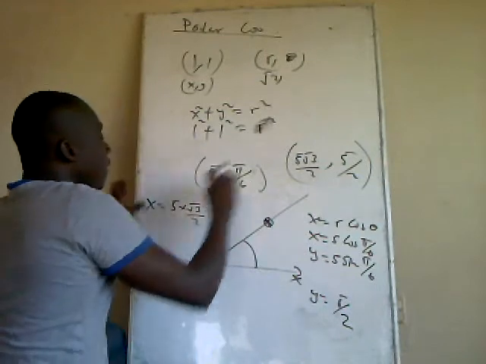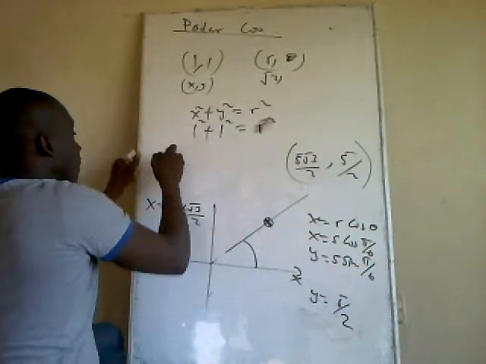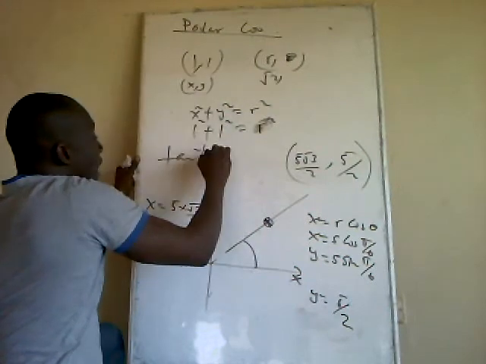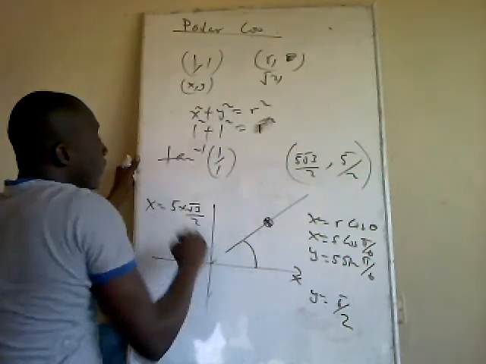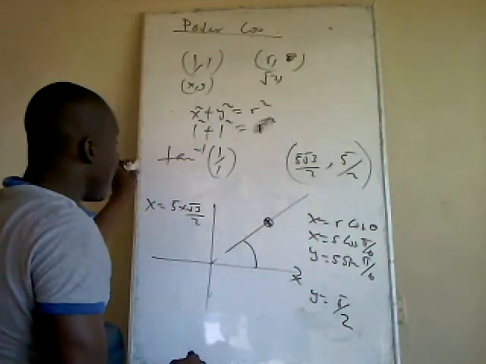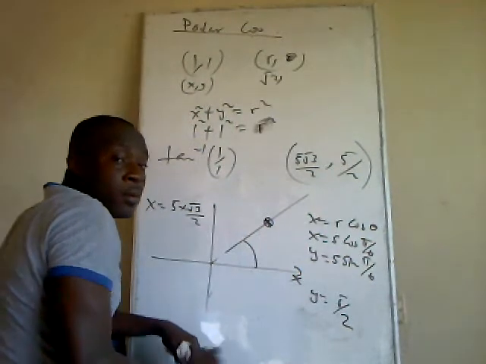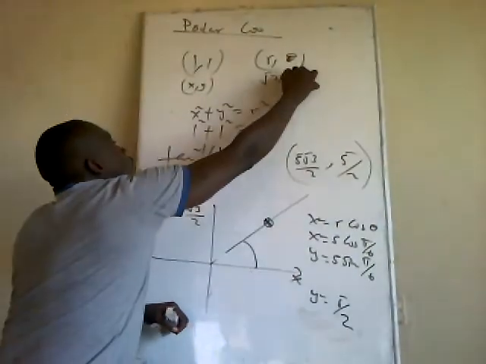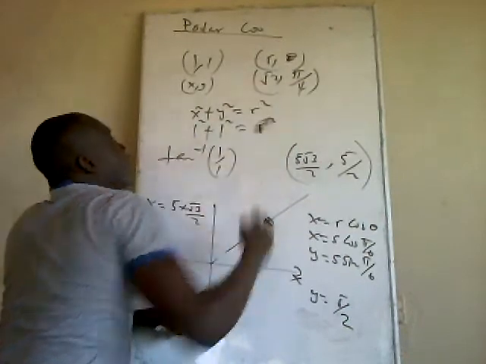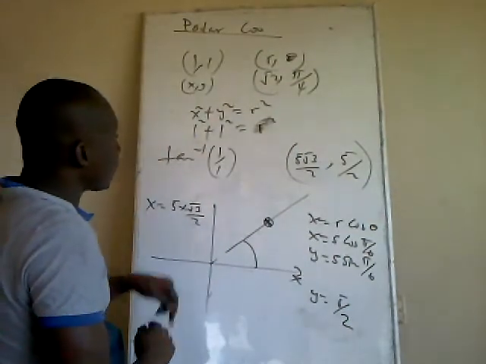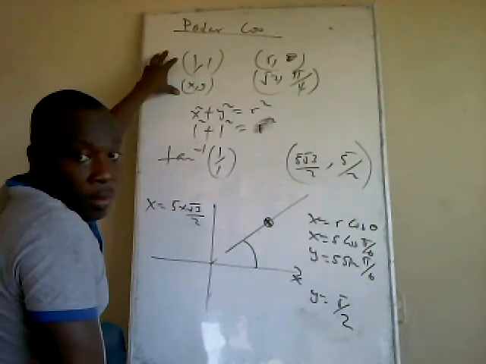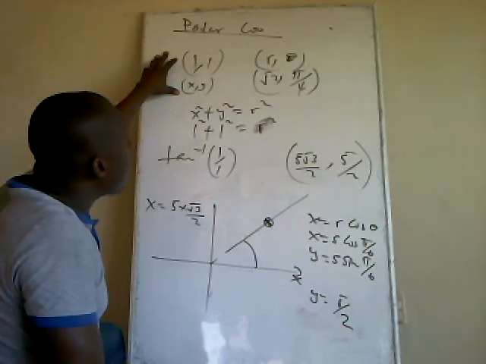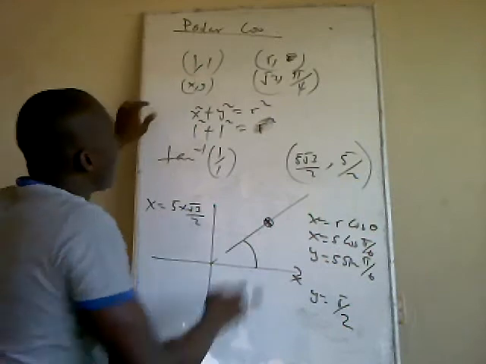We need theta. Theta is the tan inverse of y over x, which is 1 over 1. Okay, and tan inverse of 1, I think it's 45 degrees, pi over 4. So this is pi over 4. So I've converted the point from Cartesian to polar.